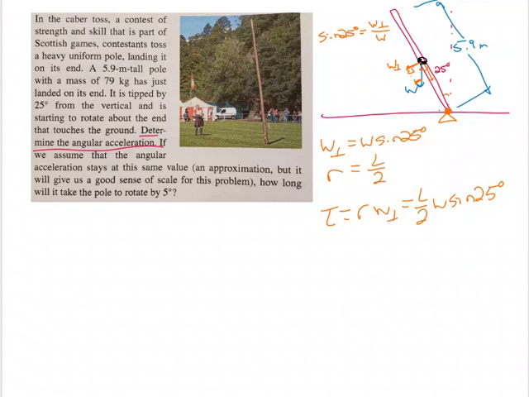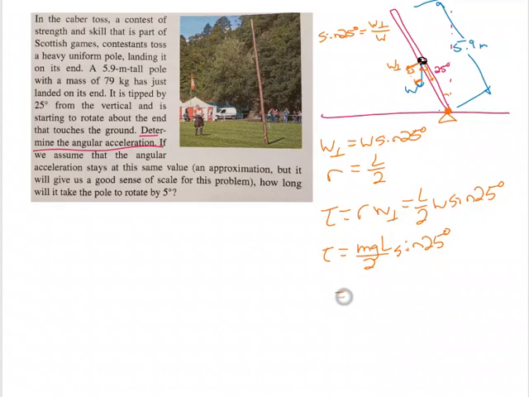But W is mg. So now we have the torque equals mg times the length over 2 times sine 25 degrees. Okay, we know the mass, 79 kilograms. We know g. We know the length of the rod or pole, divided by 2, and then sine 25 degrees. So now we can calculate all of this.